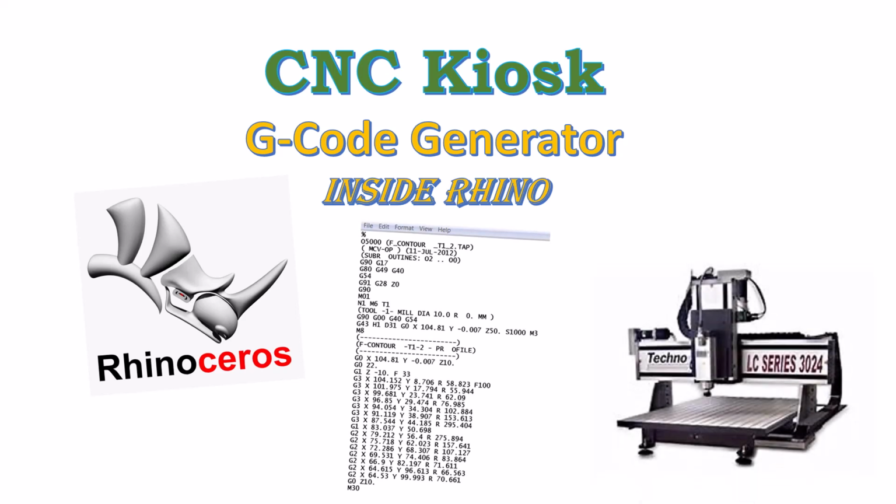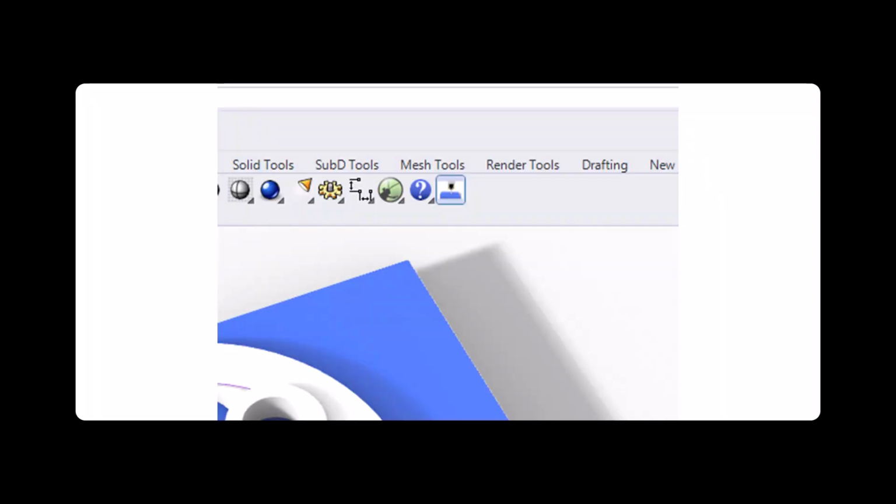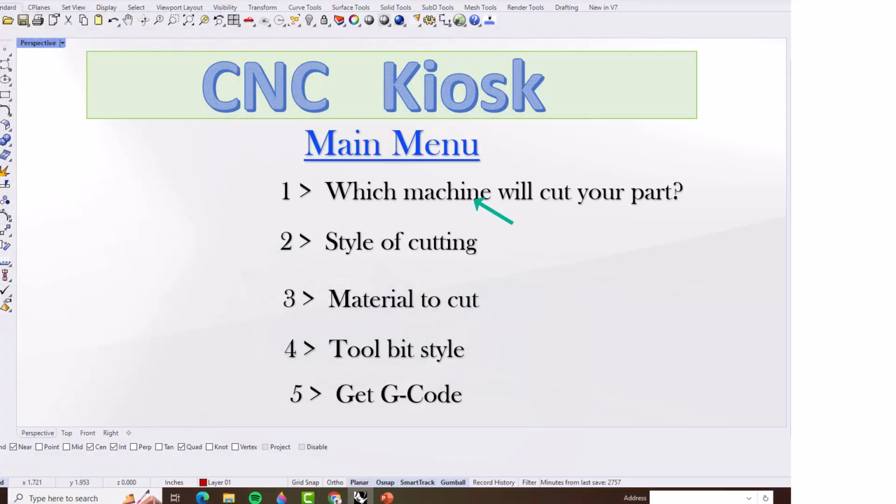So we'll start up CNC Kiosk by clicking the icon in Rhino, and then we'll answer a few questions. Which machine are you going to cut your part on? Style of cutting, material, and tool bit size, and then it generates the G-code for you. So those are the options that we have.